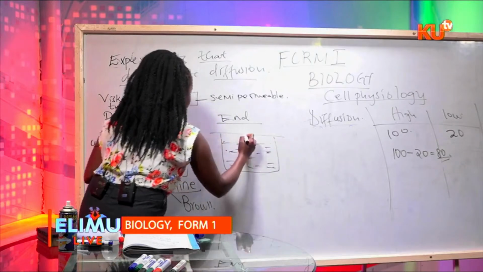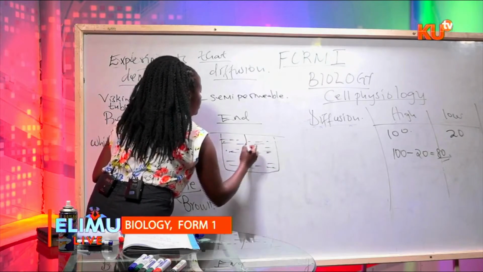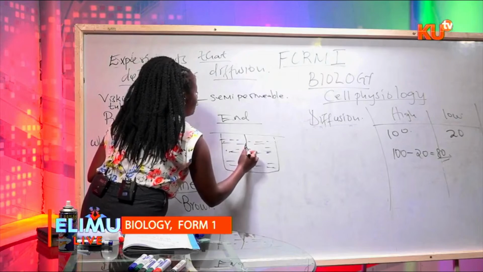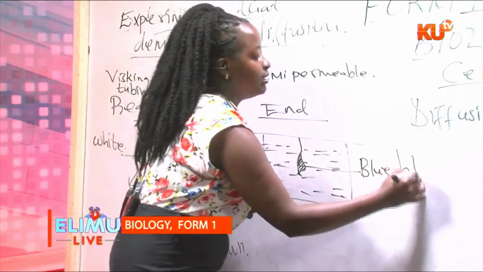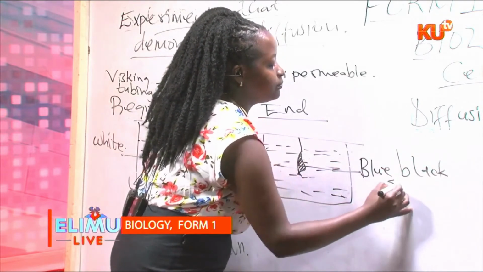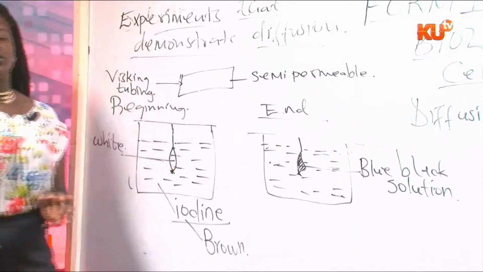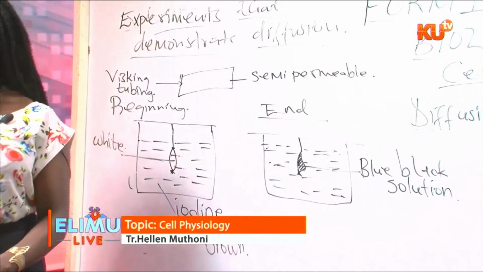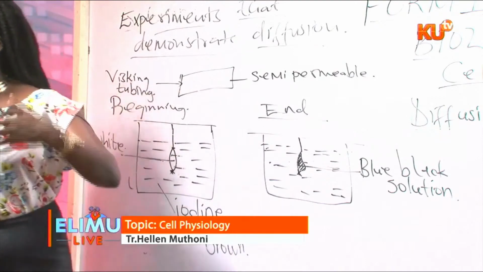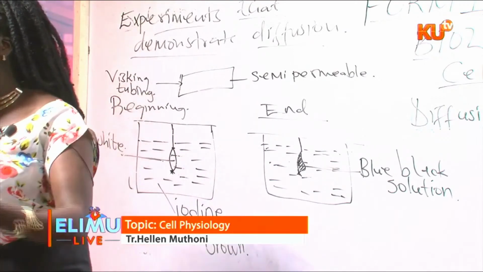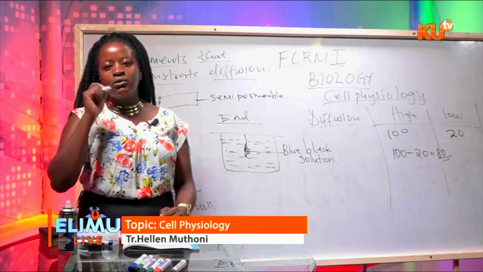So this is the same beaker and this is the starch solution, and it will have formed a blue-black solution. The observation after this starch solution is removed is that it will have turned from white to blue-black. An observation in biology is what you can see.